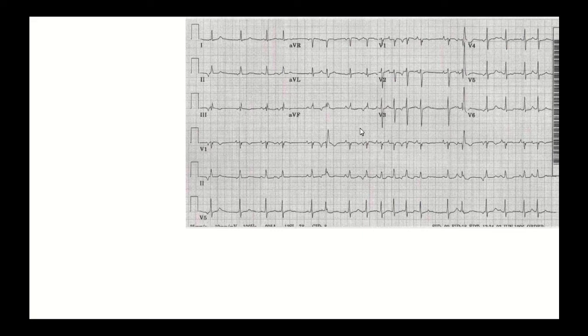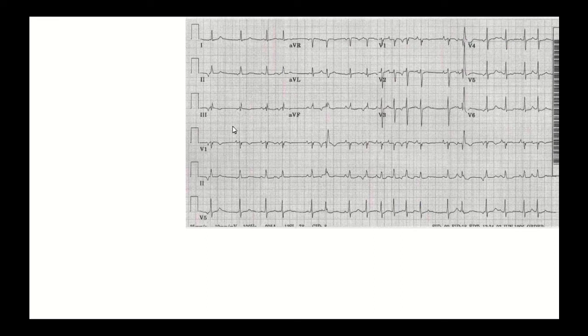What else do we see here? All right, so rhythm, multifocal atrial tach, axis, up in 1, up in F, up in 2, so we've got a normal axis there. Intervals, the PR is actually variable, right? So depending on where the impulse is coming from, the duration of time from P to R is going to change. The QRS looks to be narrow.